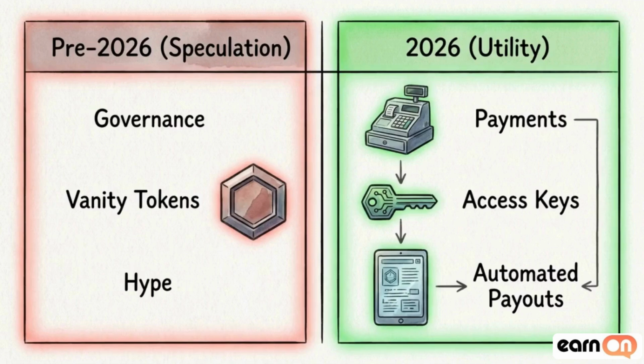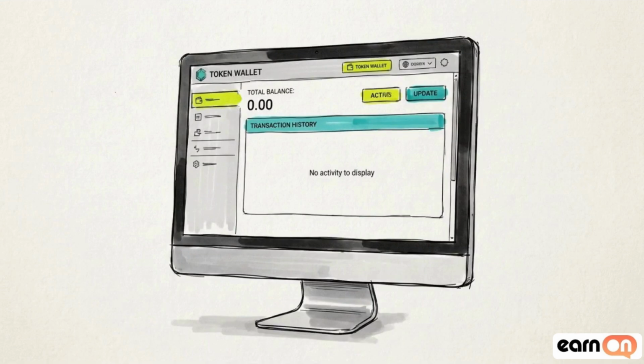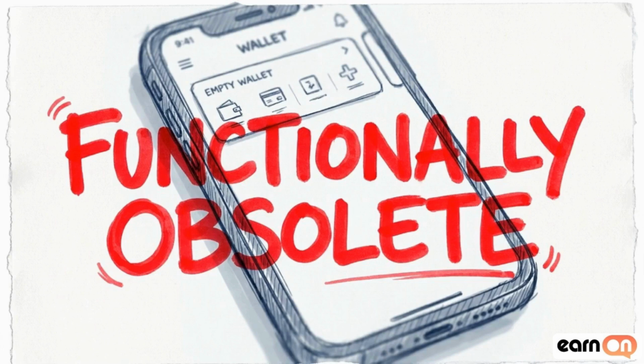This side-by-side comparison tracks the shift. On the left, the pre-2026 model relied on speculation and governance. On the right, the 2026 model is pure utility, handling everyday payments, unlocking premium content, and automating payouts. If a digital asset doesn't have a daily functional business use, if fans aren't actively spending it to unlock features or tip creators, it is functionally obsolete in the modern creator economy.